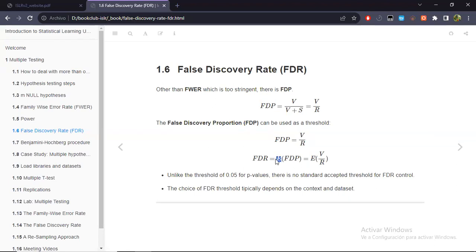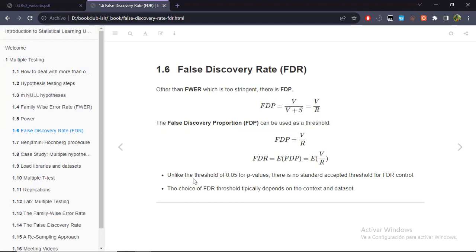So this E is actually the expectation. And then we define the false discovery rate as the expected value of this expression, the number of false positives divided by the total number of positives, so all of the rejections of the null hypothesis that we make in this multiple testing scenario.